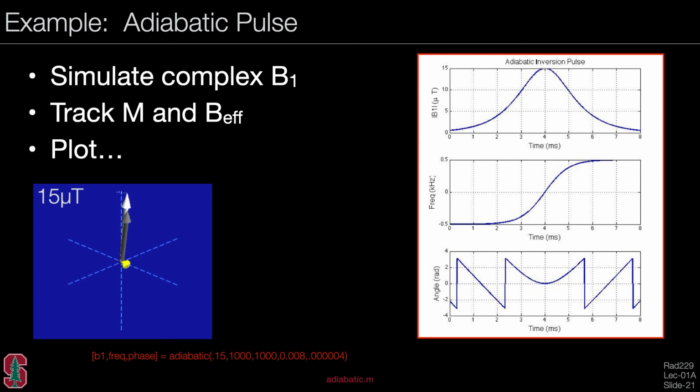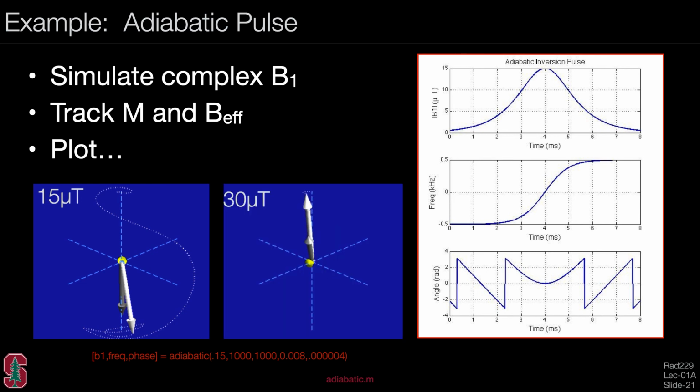And this is an example using a peak B1 here in this pulse, as shown in the plot on the right, of 15 microtesla. Okay, and the magnetization here is shown by the white arrow here. The B1 is shown by the yellow, but notice the frequency is actually just given by the rotation about the axis here. So we can do this by doubling the amplitude of the B1 here.